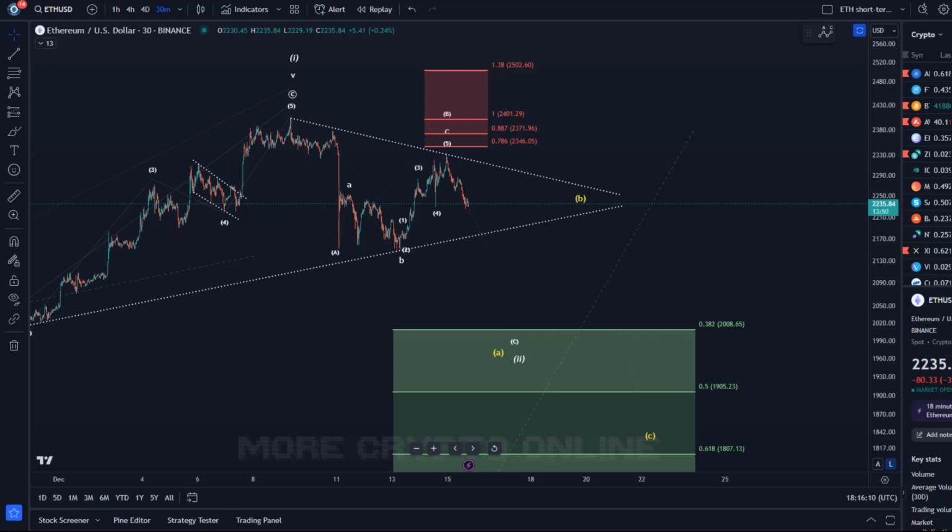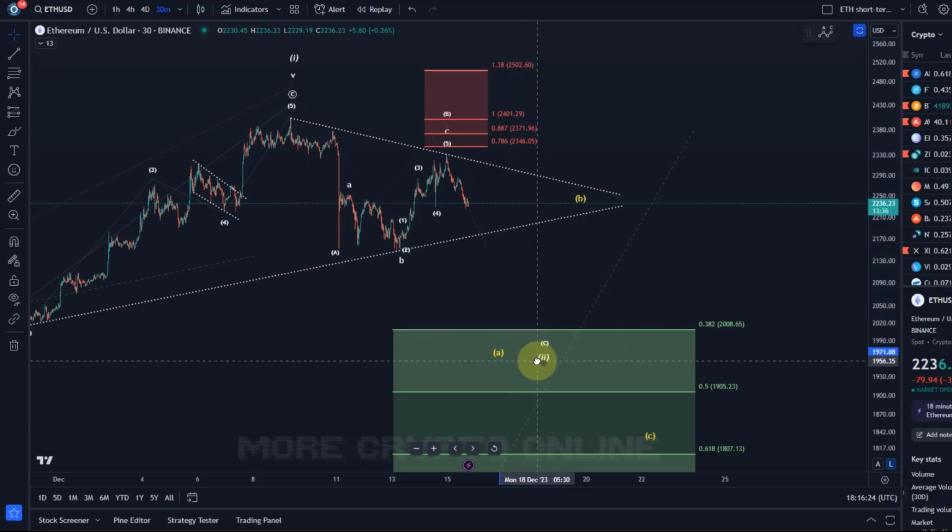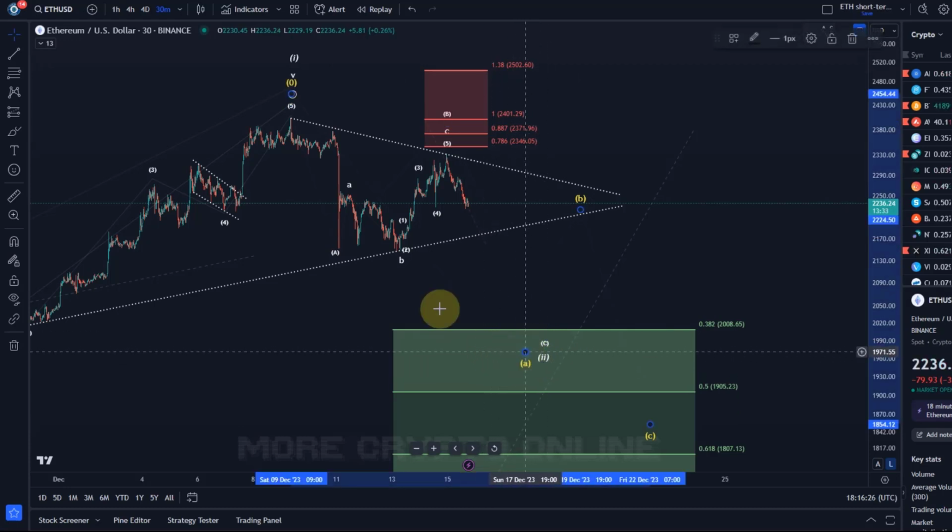Overall, the structure in the chart hasn't changed. It's currently just simply following this pathway to the downside and the C wave. I'd like to have a little bit more evidence that the C wave is actually running and unfolding, but overall, what we'd like to see is this clear ABC structure as the correction unfolds.